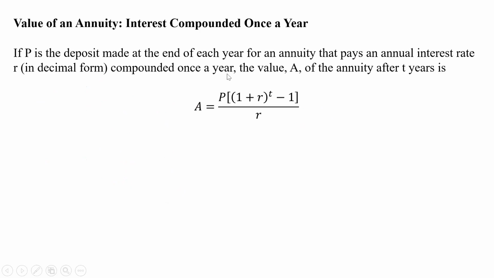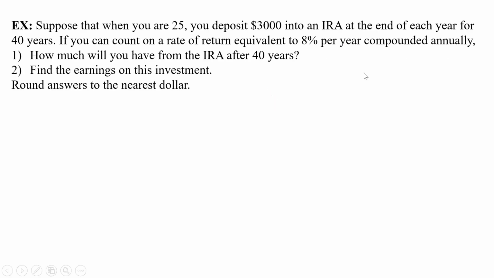Sometimes it's going to look something more like this. If P is a deposit made at the end of each year for an annuity that pays an annual interest rate R in decimal form, again, all the rates have to be in decimal form, compounded once a year, the value A of the annuity after T years is given as this. So what we were doing was year by year by year. But what if we want to know T years in the future? Okay, so then we can use this formula. And when we do that, we can do a problem that looks something like this.